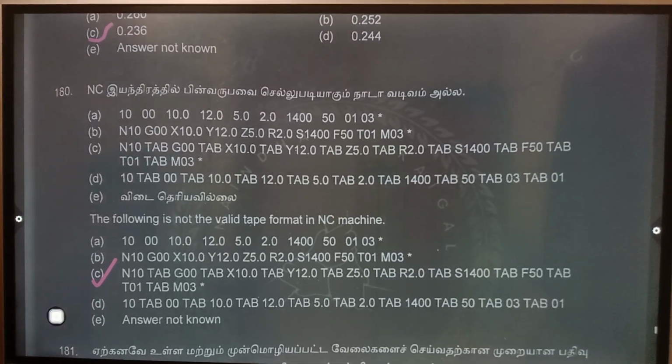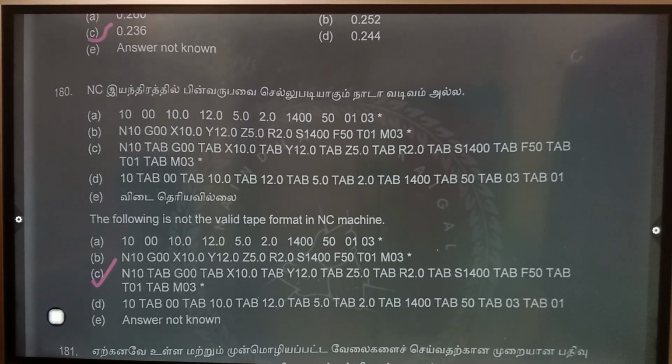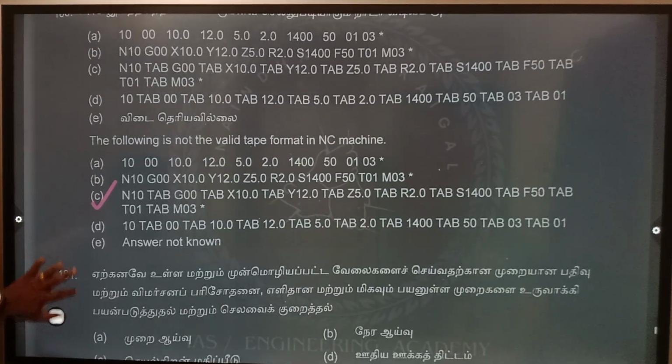180. The following is not the valid tape format in NC machine. C. Okay. The tab. C is the answer.